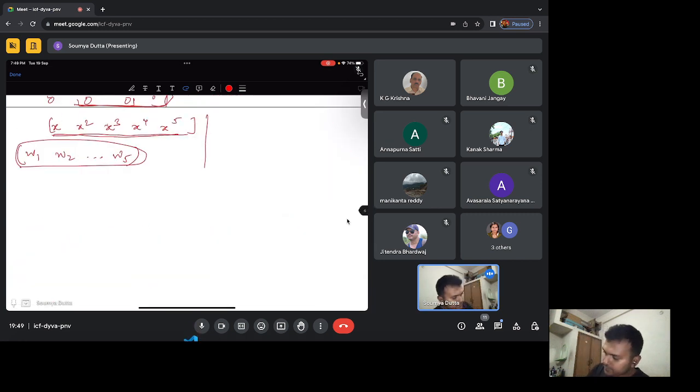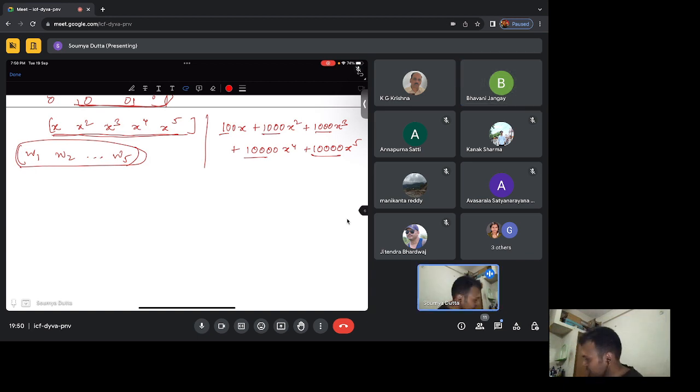Your model gives you a hypothesis something like 100x plus 1000x square plus 1000x cube plus, no, I am just putting some numbers for fun, plus 10,000 x to the power 5. So these are your W values. And you see that your model is overfitting, right?